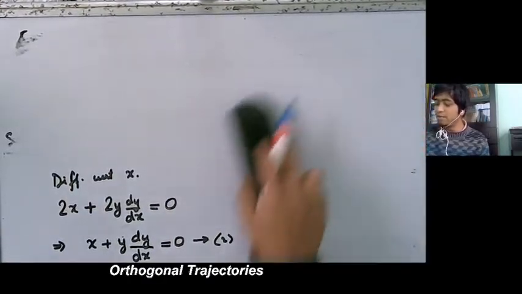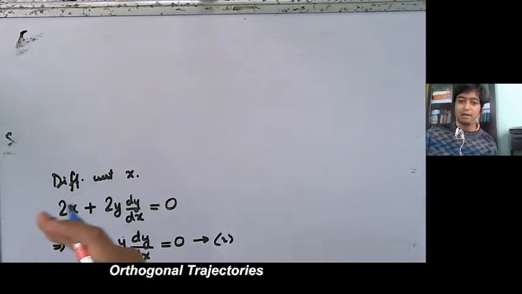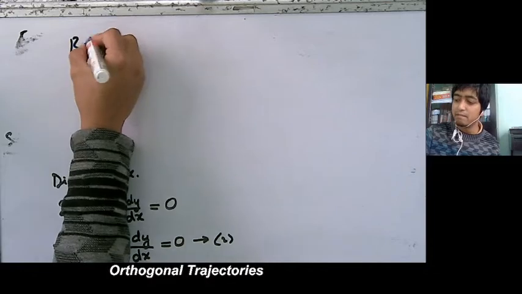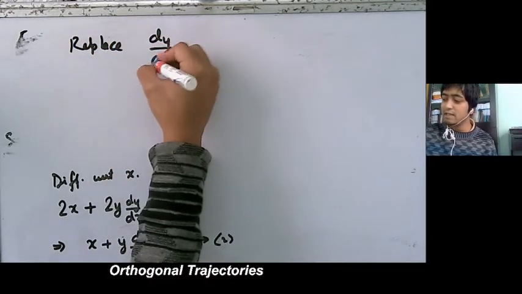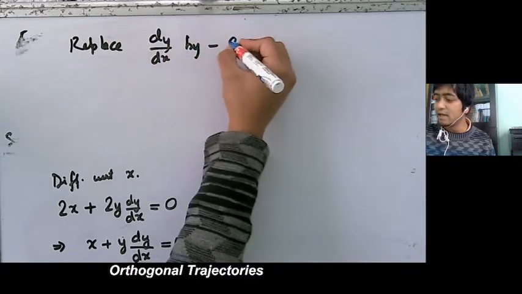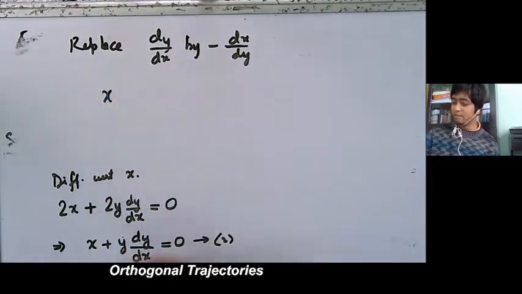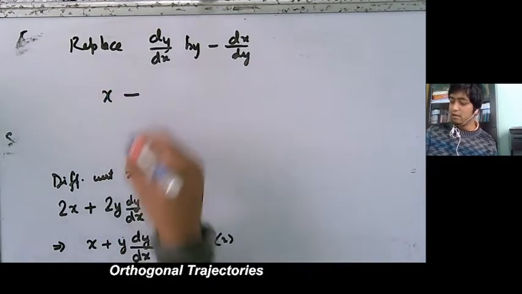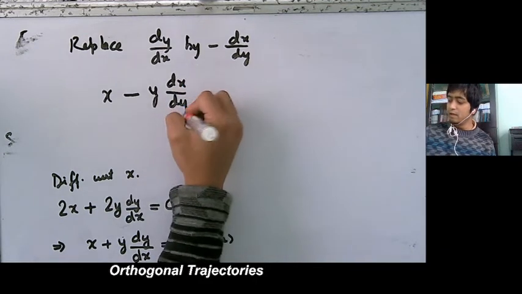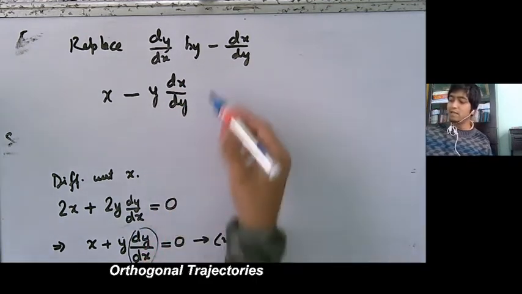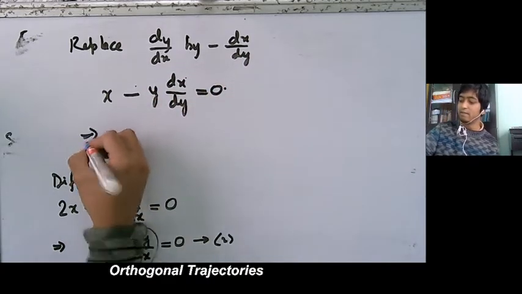Okay, so remember that we were having circles. Next, what will we do? Now we can go to step 4, replace. Step 3 over here is not required. Replace dy/dx by minus dx/dy. So over here we'll be having x, and over here minus y. Okay, dy/dx has been replaced by minus dx/dy. So this is what we are having.